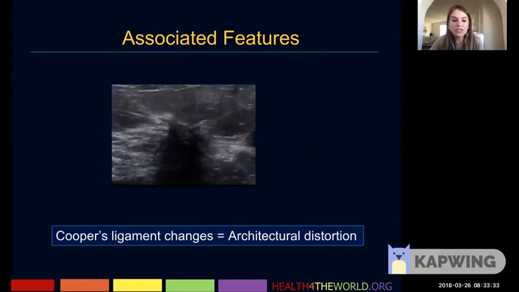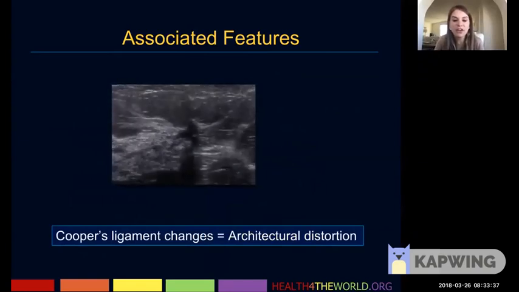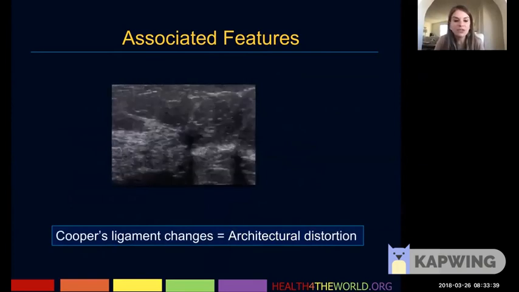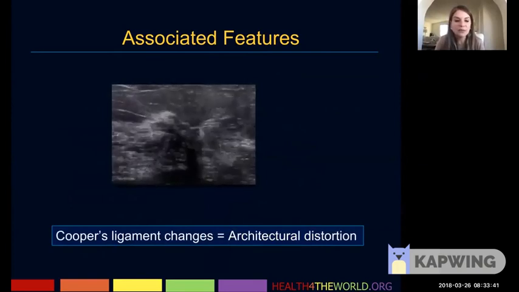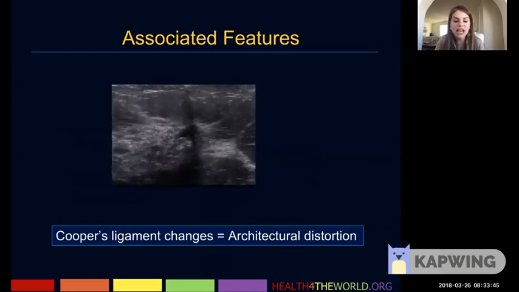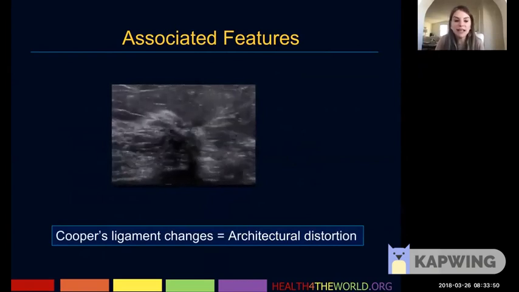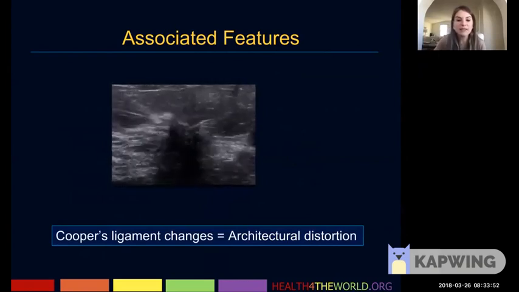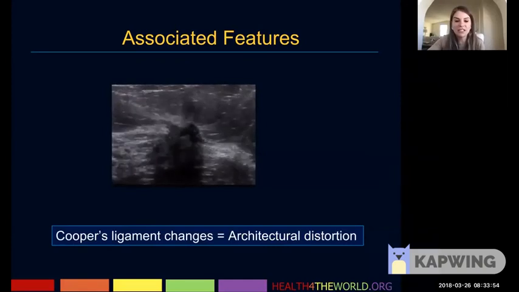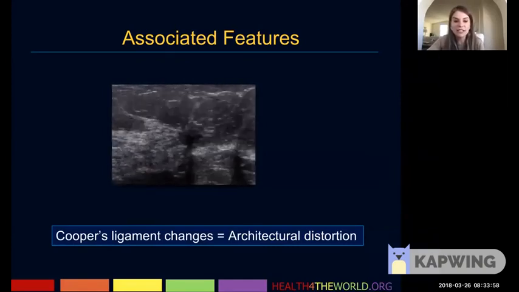So in our old associated features, we had this term Cooper's ligament changes, but now that's all included under architectural distortion. As we see here, where we see the spiculated mass causing architectural distortion and tethering of those Cooper's ligaments. Since it's truly kind of the same finding, we just wanted to simplify things, and now we just comment on architectural distortion in this lesion as we see here, which was an invasive ductal carcinoma.